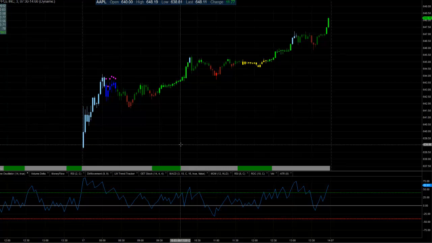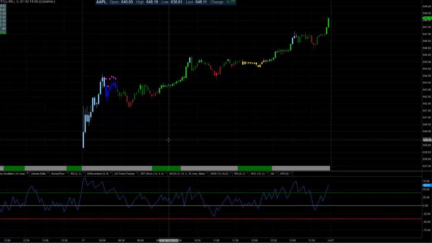I'll show you both intraday examples and longer term examples of the squeeze. But the concept is the same for both intraday trading and swing trading: you want to look for stocks that are squeezing, contracting, and make a decision as to whether you think it's going to go higher or lower, and then hopefully get positioned before the squeeze is over.